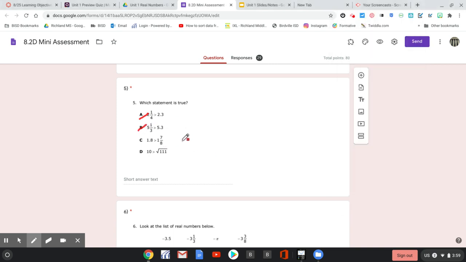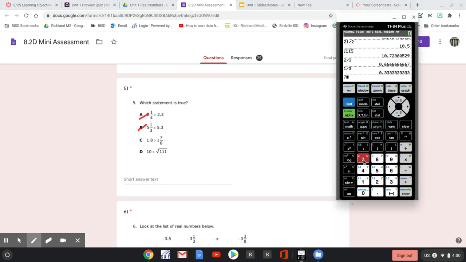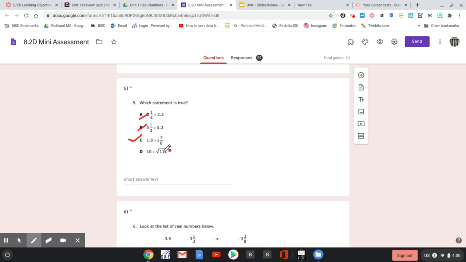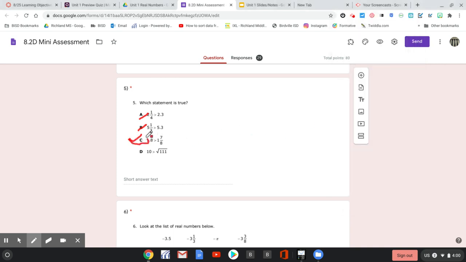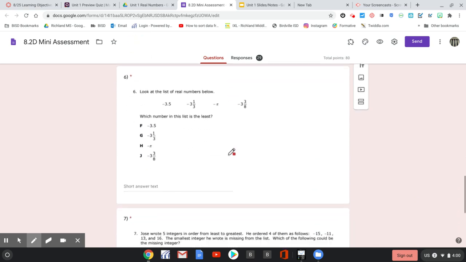That's not right. Let's see, what is 7 divided by 8? 0.875. So 1.8 is greater than 1.875. Yeah, that looks good. Let's see what this one is. 10 is greater than the square root of 111. 10 is greater than 10.53. Nope. This is your answer. We did it. Number 6.